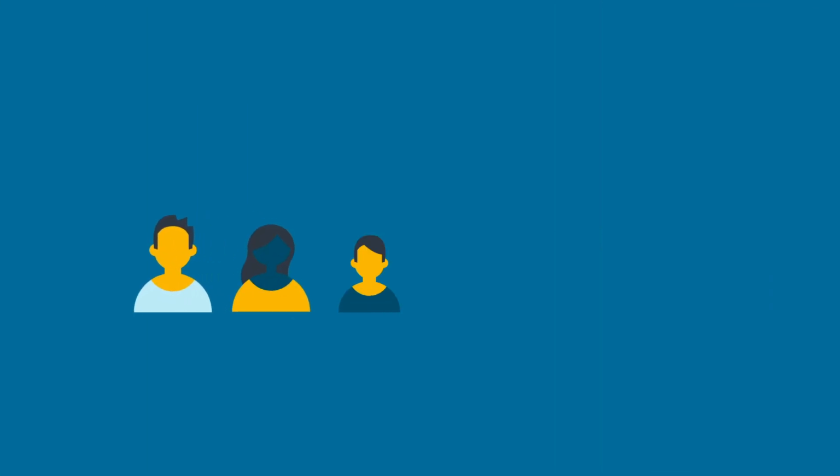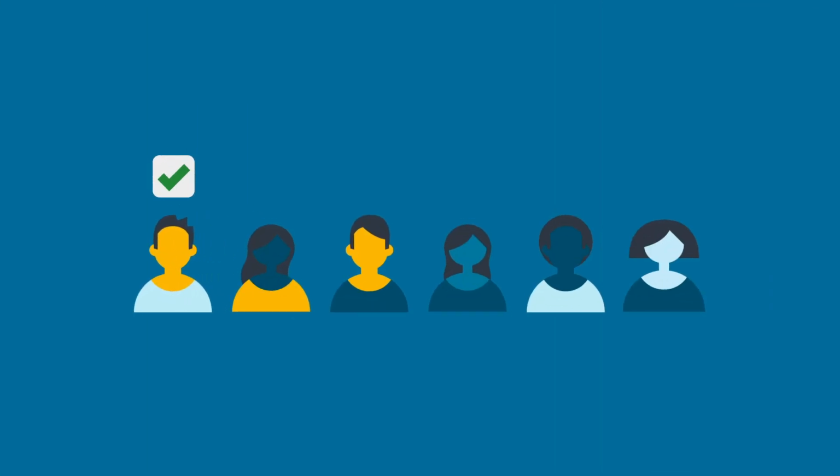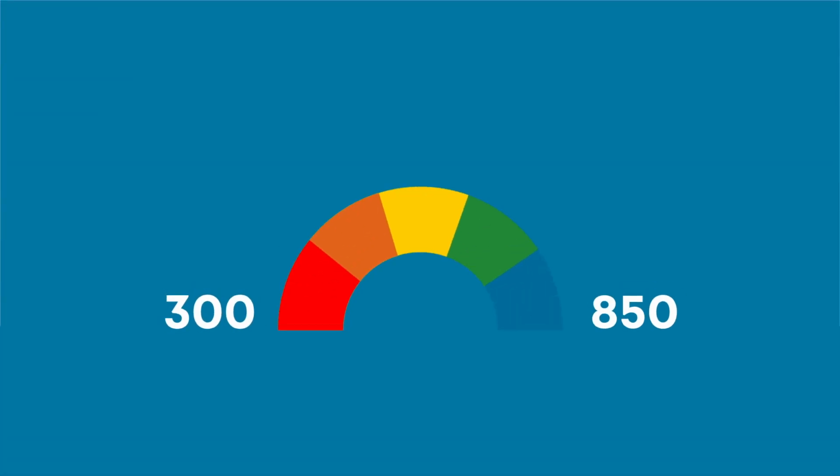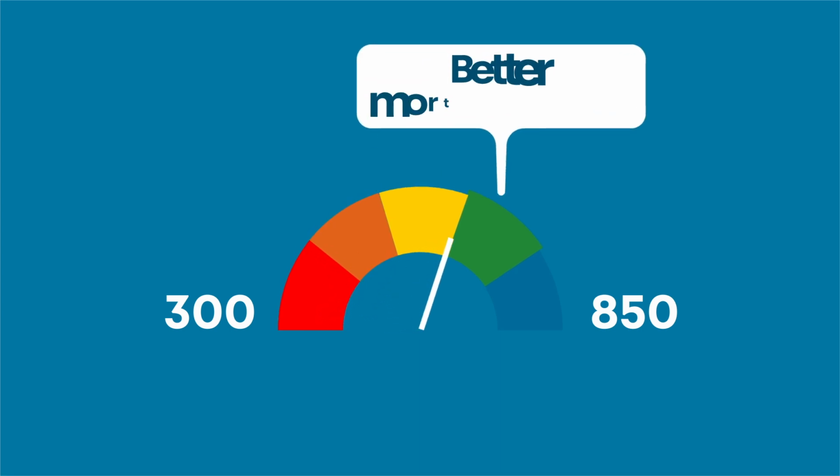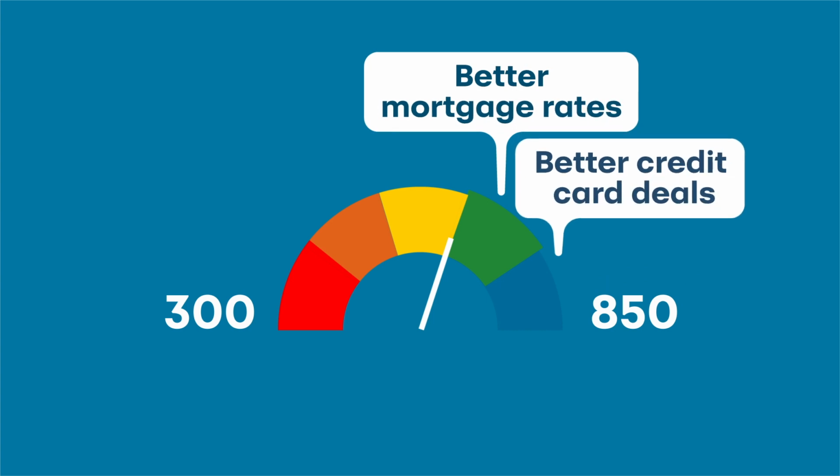Companies use FICO scores to help them make decisions about offering loans and credit to consumers. FICO scores range from 300 to 850. The higher the score, the more likely it is that you'll qualify for a loan, and perhaps receive better interest rates for things like mortgages or credit cards.